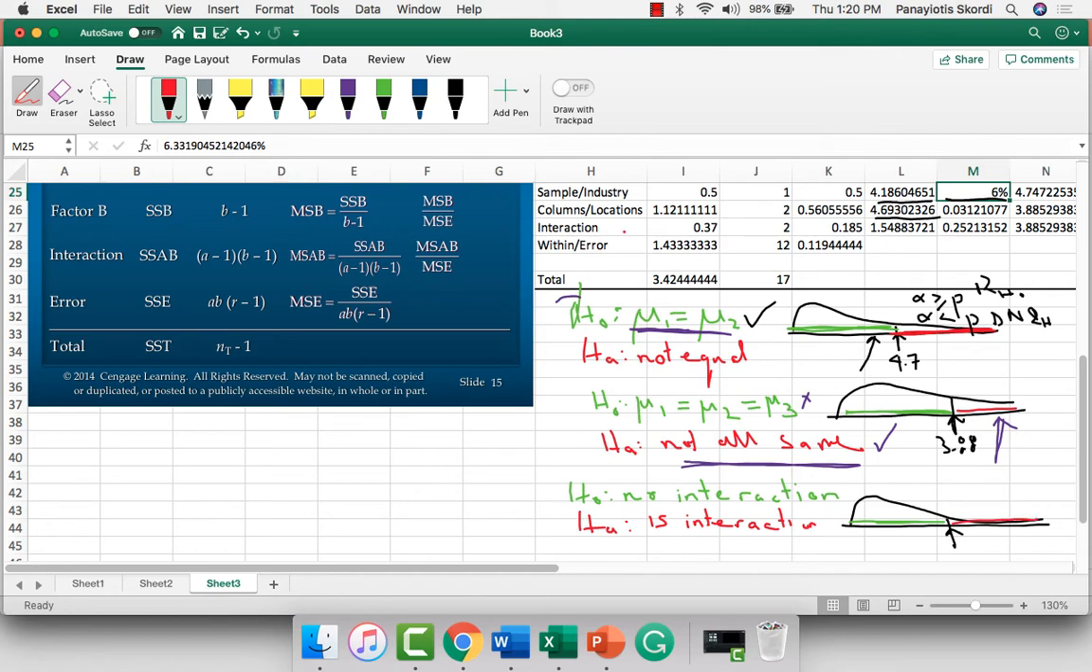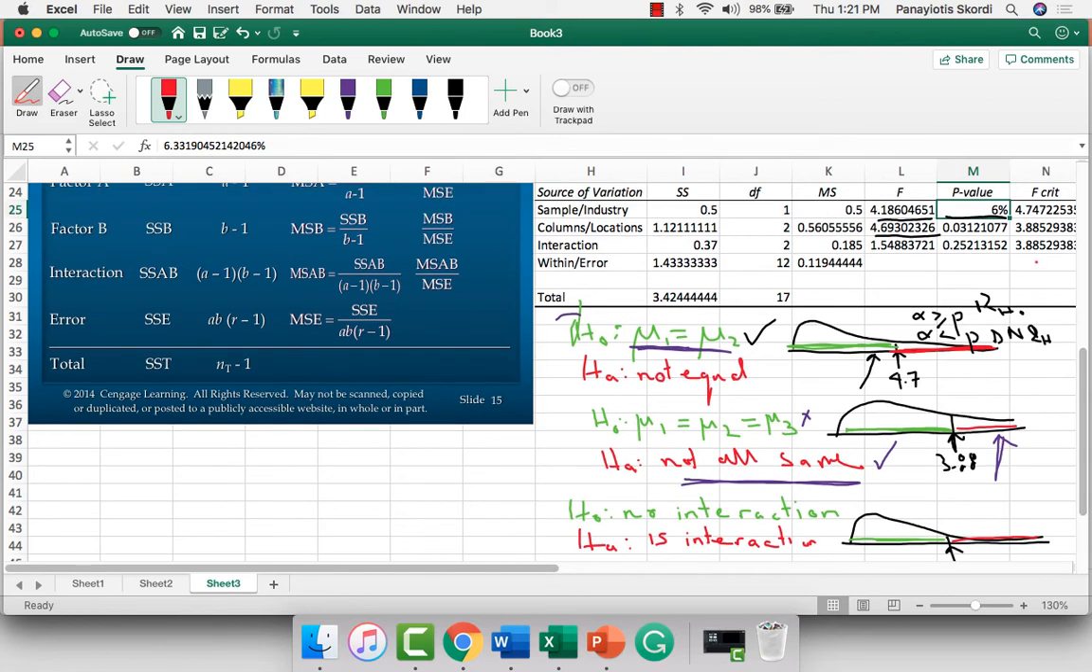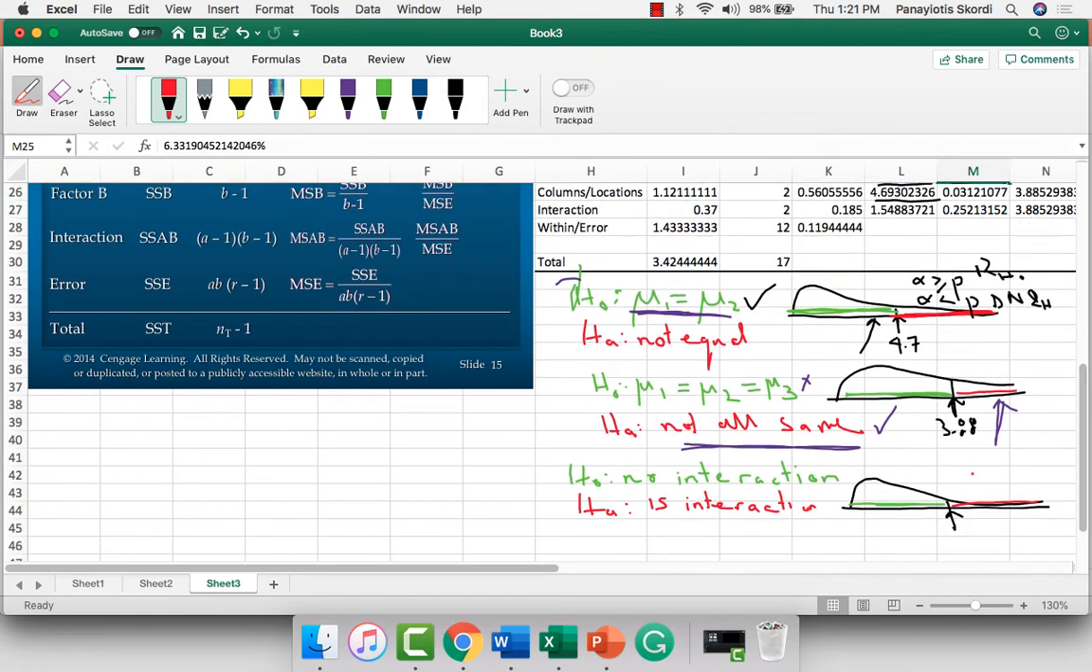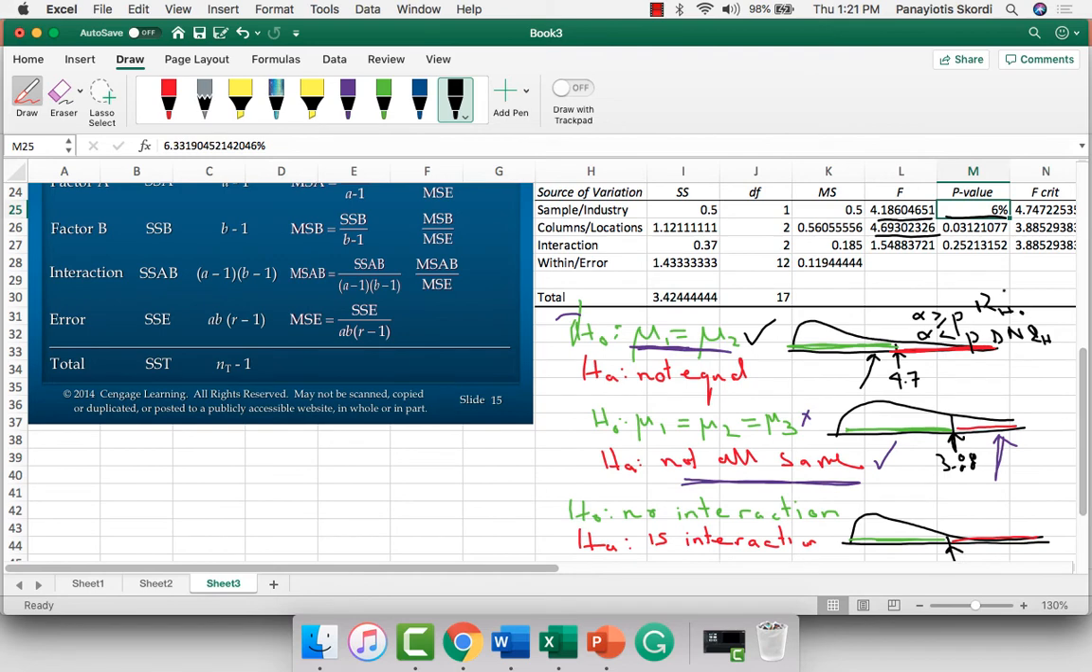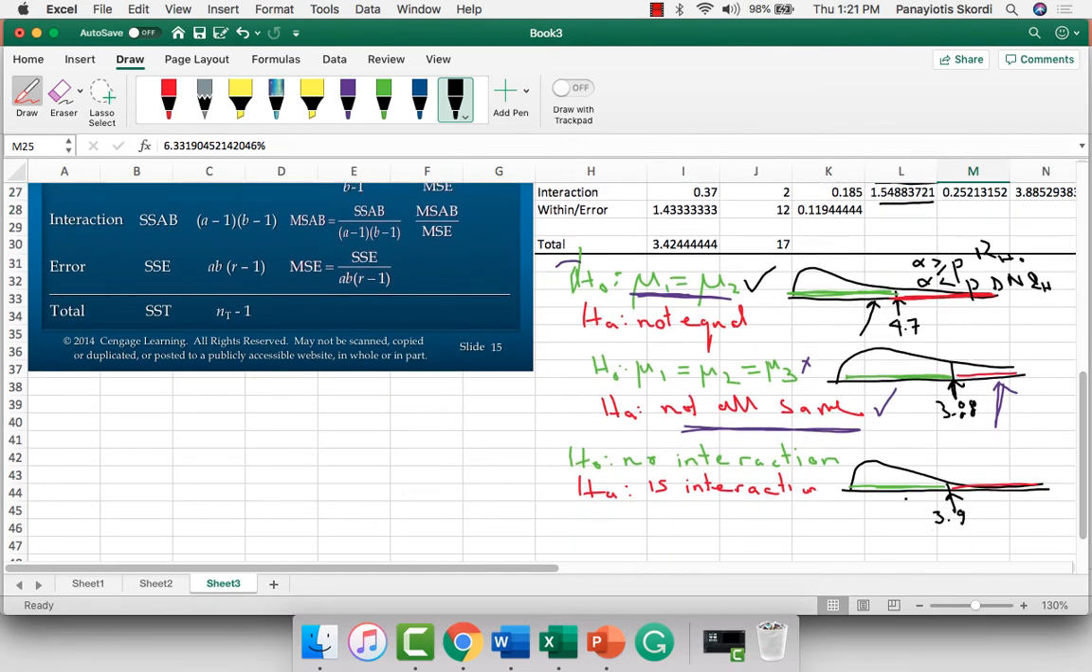And we need to go for the interaction. So for the interaction, the critical value is 3.9, and the F-test statistic is 1.5. 1.5 is going to be here somewhere. So that's going to be do not reject. We go with the null hypothesis. That means there's no interaction, so those results are sound.